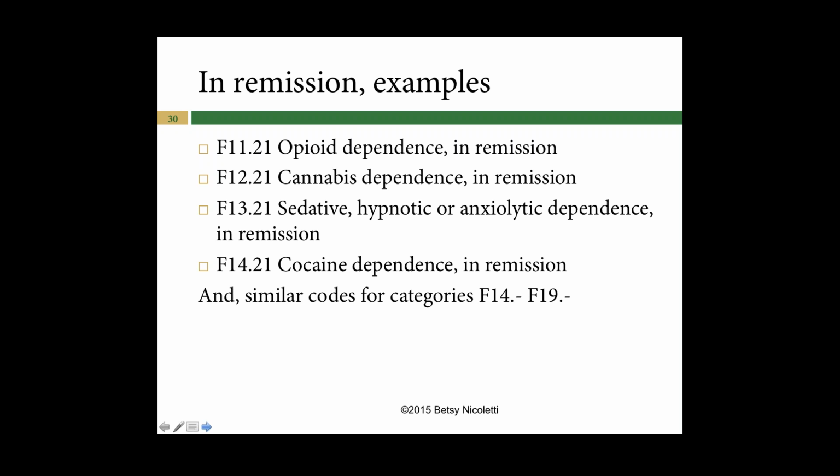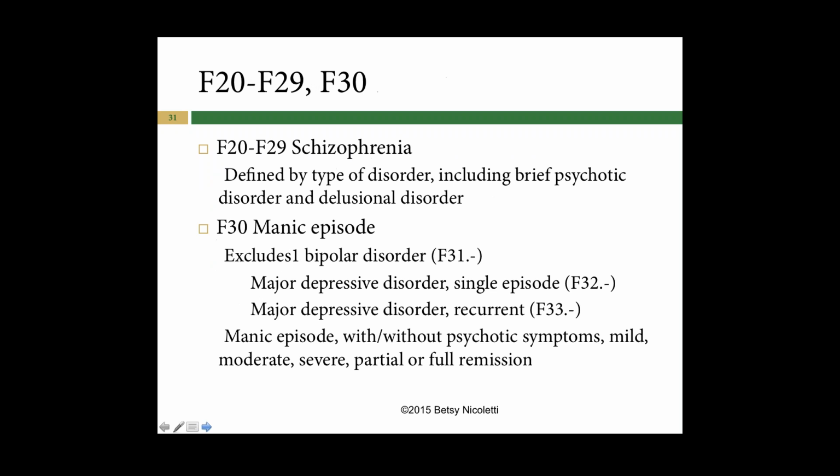All right, let's move on from substance abuse and talk about some other mental health conditions. F20 to F29 and F30. F20 to F29 are schizophrenia. They're defined by the type of disorder, including brief psychotic disorder and delusional disorder. Those codes are not going to present much of a problem for us.